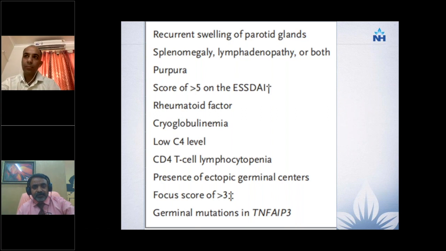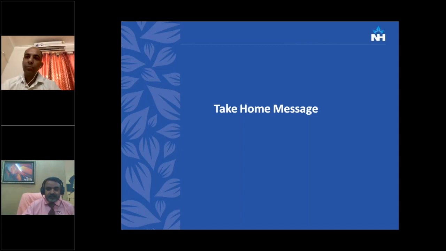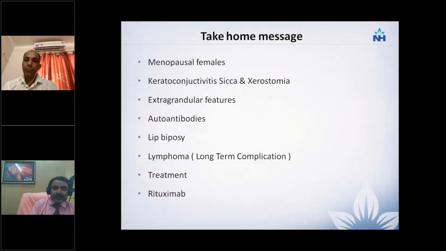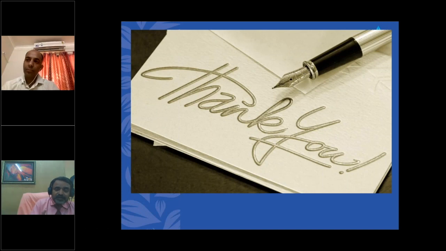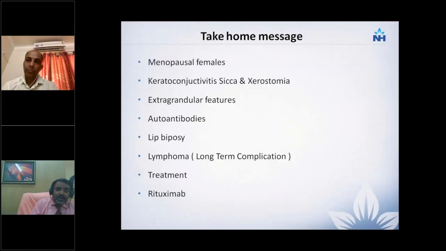These are the risk factors for lymphoma: recurrent parotid swelling, organomegaly, purpura, rheumatoid factor positivity, low C4, and CD4 lymphocytopenia. And the take-home message is that this occurs in menopausal females, and females around 50 years usually don't give a history of Sicca symptoms. But we must ask those patients about Sicca symptoms, and there may be a history of recurrent parotid swelling. These patients present with glandular or extraglandular features, and we do ANA or anti-Ro. If these come positive, lip biopsy is not mandatory. If these tests come negative, then we should go for lip biopsy.